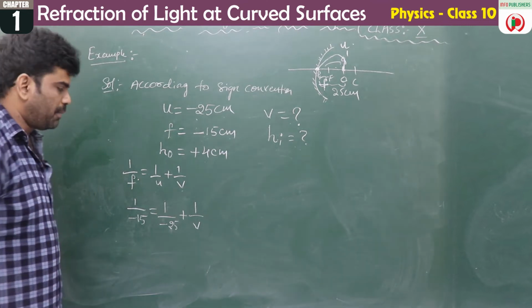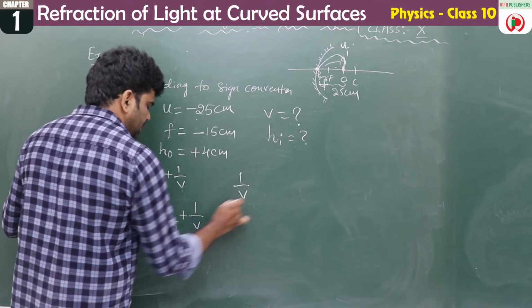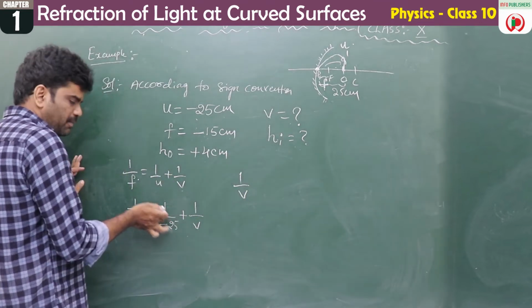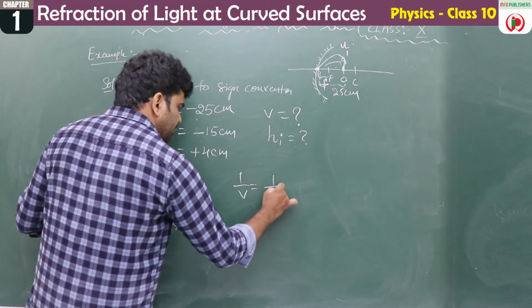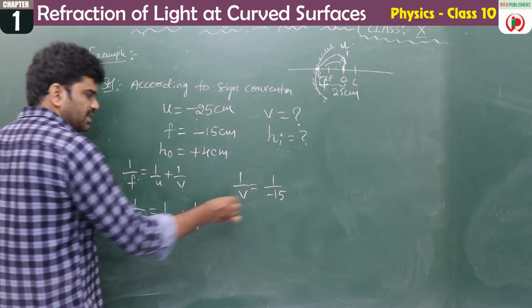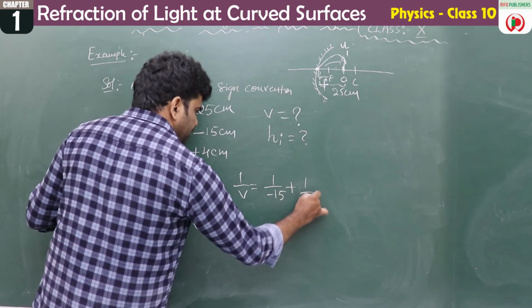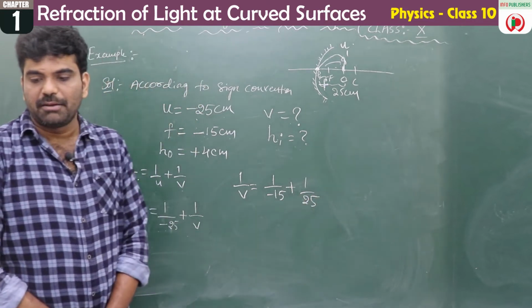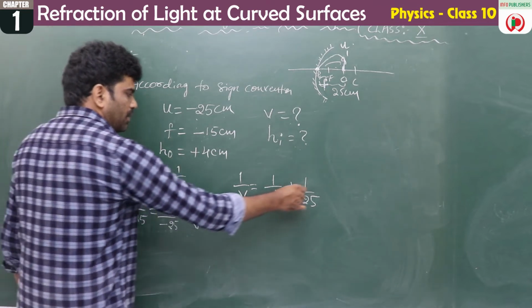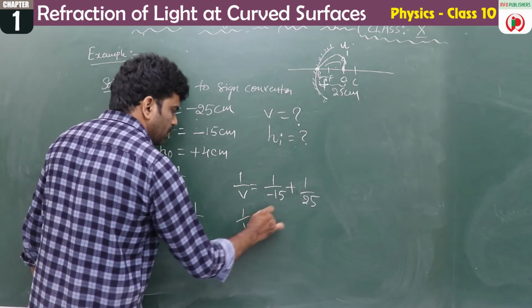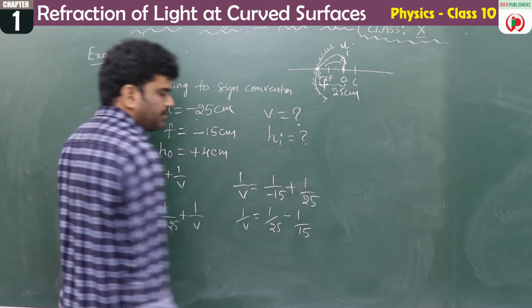Now 1 by v. Leave 1 by v here and bring 1 by minus 25 to the other side. So 1 by v is equal to 1 by minus 15, and when it goes to the left hand side it becomes plus, plus 1 by 25. So 1 by v is equal to 1 by 25 minus 1 by 15. What is the value we will get?